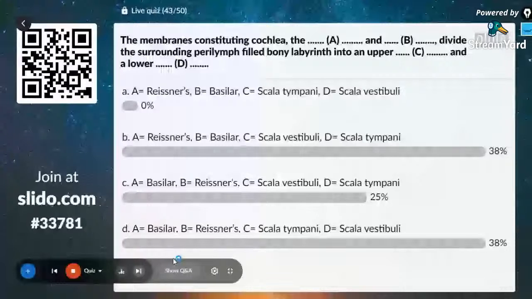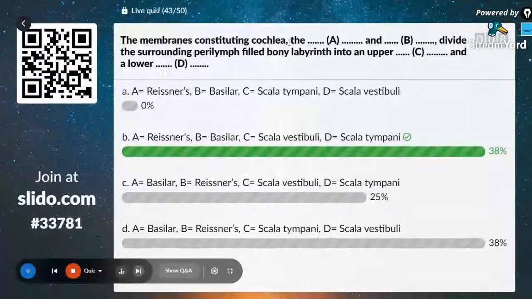Correct answer for the question: the membrane constituting the cochlea, Reissner's membrane and the basilar membrane, divide the surrounding perilymph filled bony labyrinth into an upper scala vestibuli and a lower scala tympani.